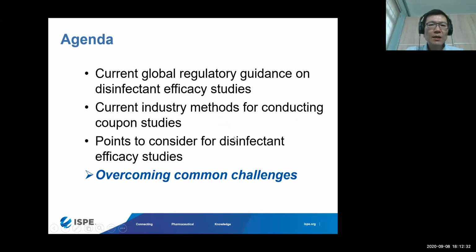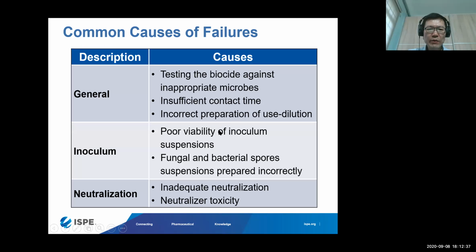Okay, thanks. Next are the last few slides on overcoming common challenges. Typically when you perform the efficacy studies, you will encounter some kind of issues. These are some of the common causes. Testing the biocide against inappropriate microbes, that means you test the disinfectants against Bacillus spores, or insufficient contact time for bacterial spores. Typically for bacterial spores, you need at least 10 minutes. If you have 5 minutes, certain surfaces may not get you a pass result.